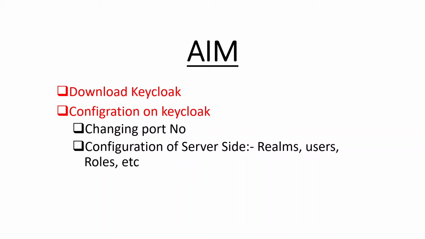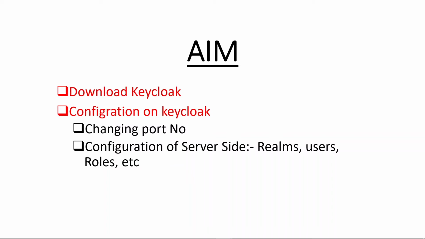The configuration contains two parts. First is the configuration before executing the application, like Keycloak. That includes changing the port number. The other configurations are from the server side, that is, once Keycloak is running, how we can configure things like changing the realm's name, users, and roles. I will explain all these things, so be with me.